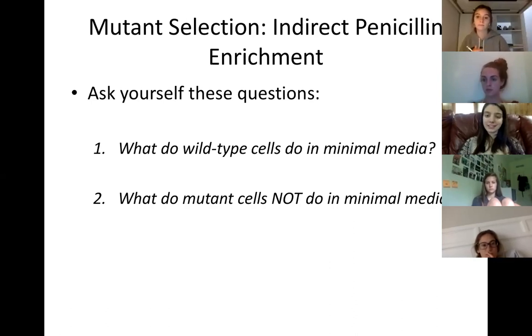Someone help Glory out a little bit. What do mutant cells not do in minimal media? They don't grow, right? So if you have a mutant and a non-mutant and you put them in minimal media, the non-mutant, the wild type, is going to divide and grow easily. That mutant, something's missing. And so it's just going to kind of sit there for a while, right? It's almost like that mutant would be stuck in that stationary phase in the growth curve.